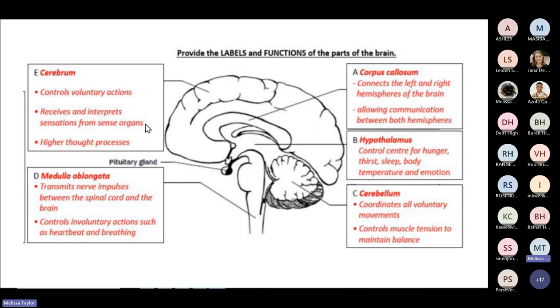In other words, information from your eyes for seeing, your ears for hearing, your tongue for tasting, all of those senses are all interpreted in the cerebrum. Okay, but these are the three categories of functions.